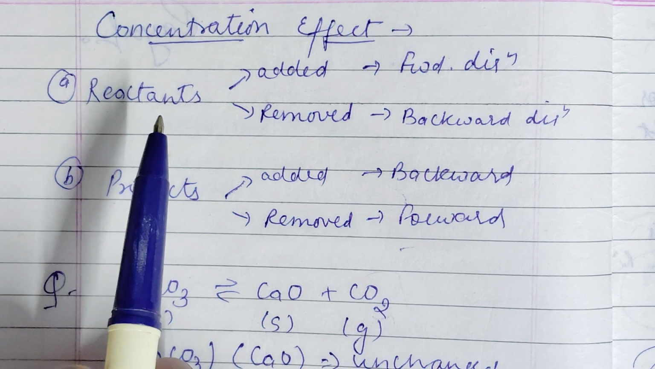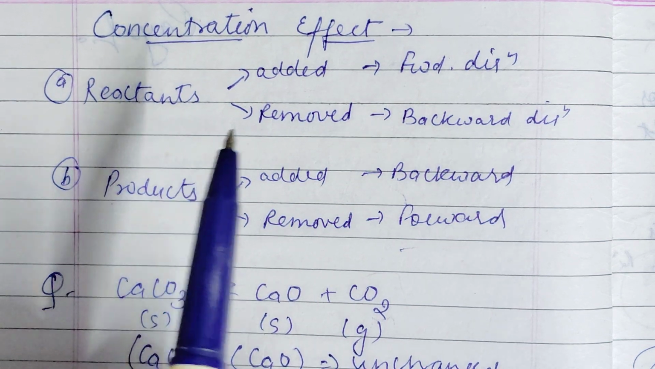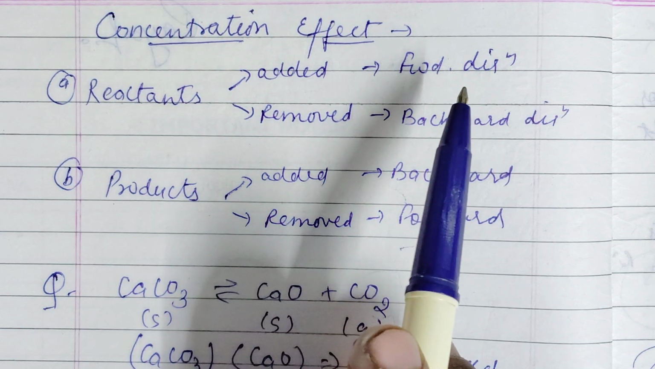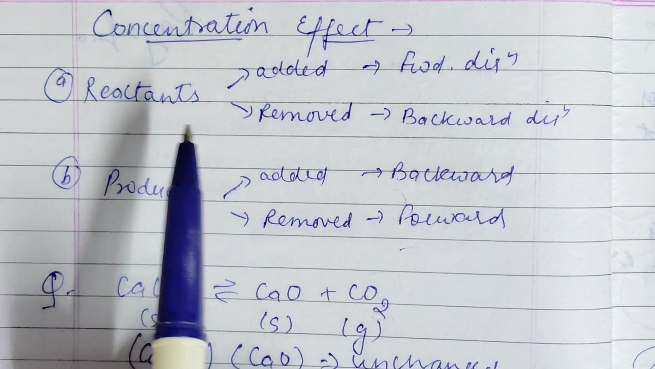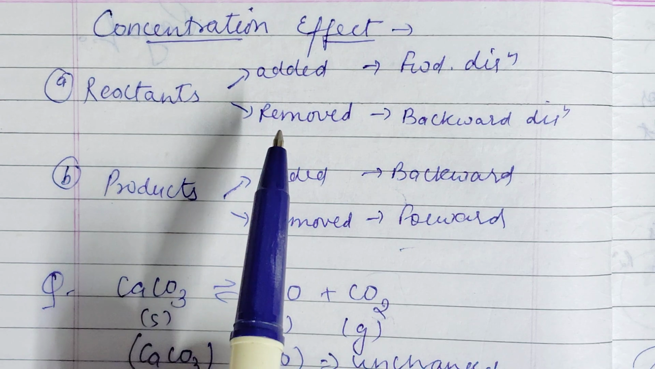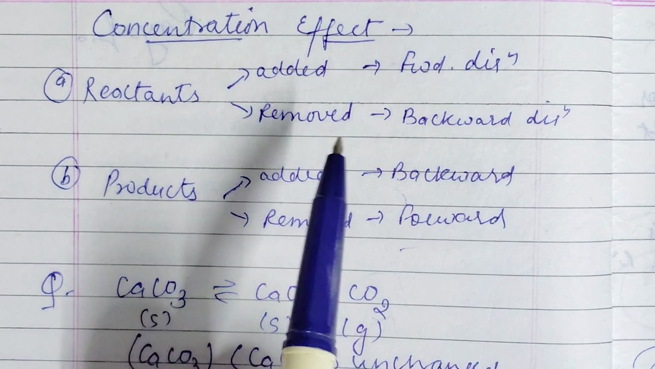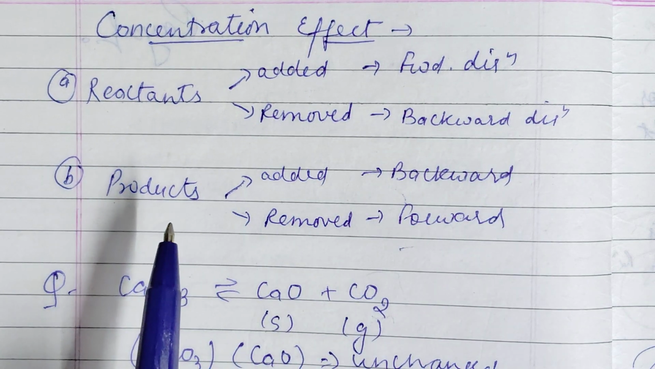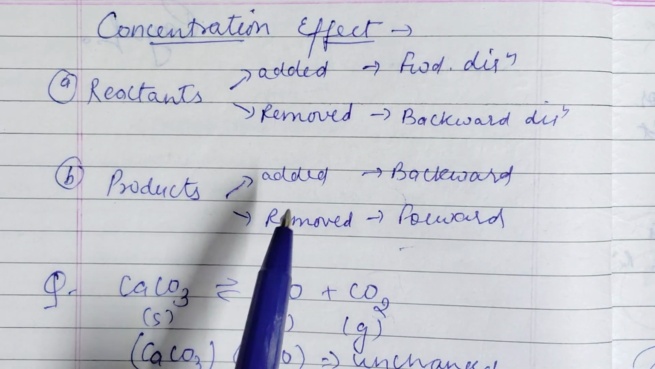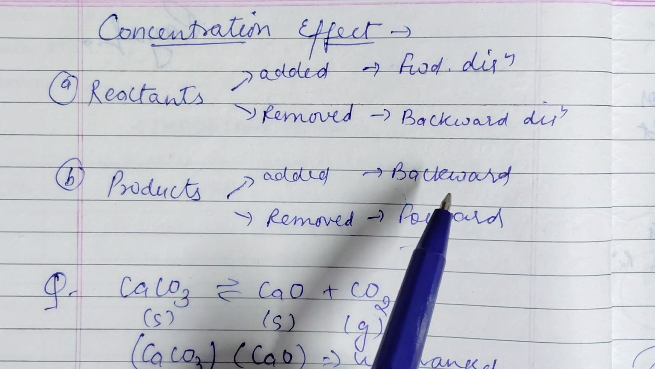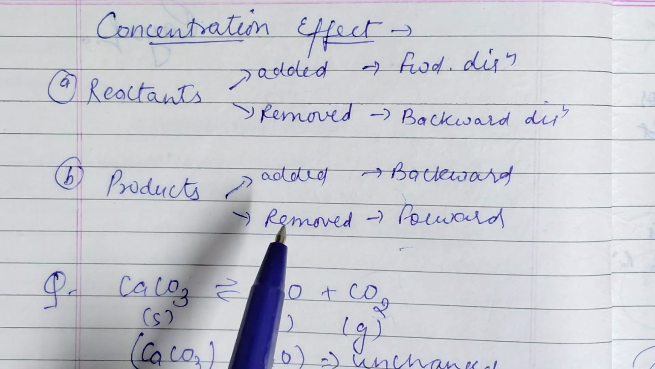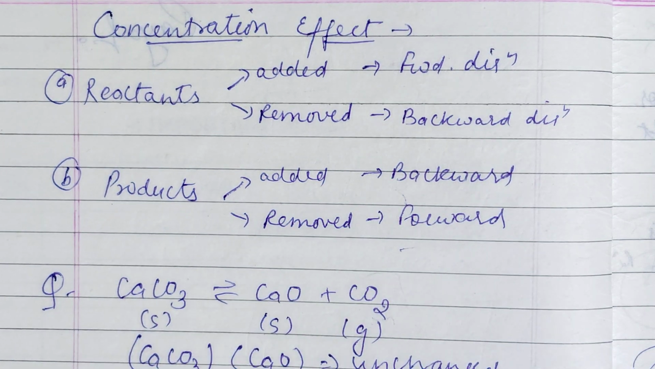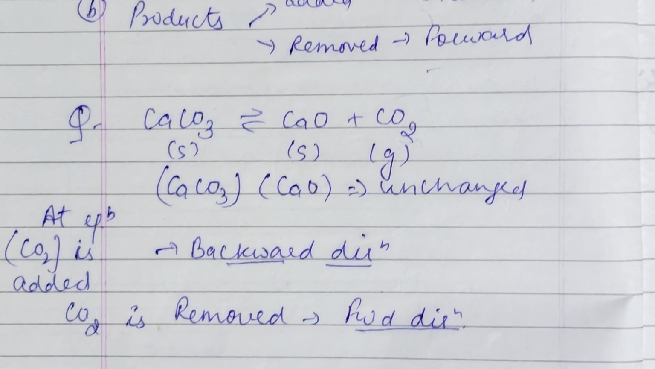In a reaction, when we add reactants, the reaction will go in the forward direction, and when we remove reactants, the reaction goes in the backward direction. For products, when we add products, the reaction goes backward. When we remove products, the reaction goes forward. There is a question.